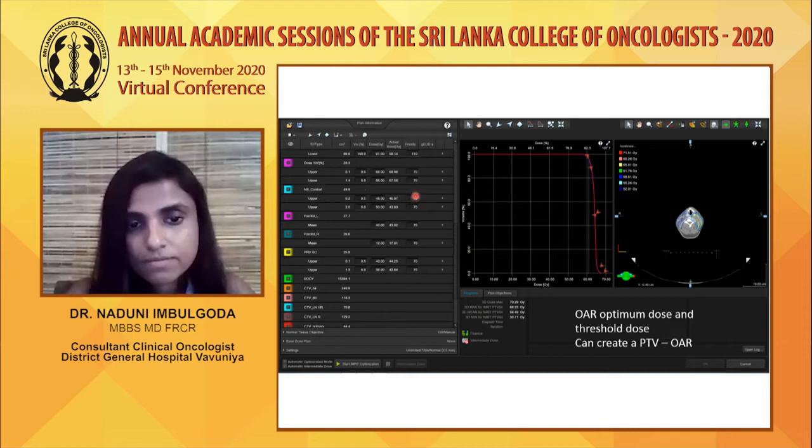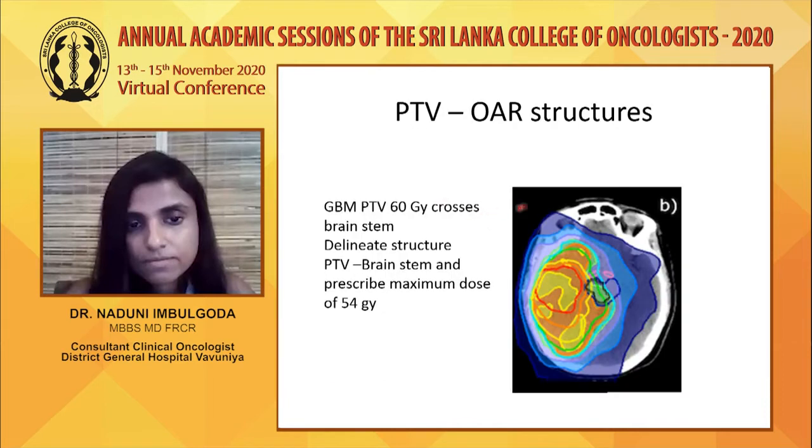And in IMRT, we can also create special structures such as PTV minus organ at risk. So for example, in this GBM plan, 60 gray is delivered to the PTV, but the PTV 60 gray crosses the brainstem here. So we can outline this special structure, PTV minus brainstem, and prescribe 54 gray maximum dose to this structure. So in that way, we can limit the dose to the brainstem.